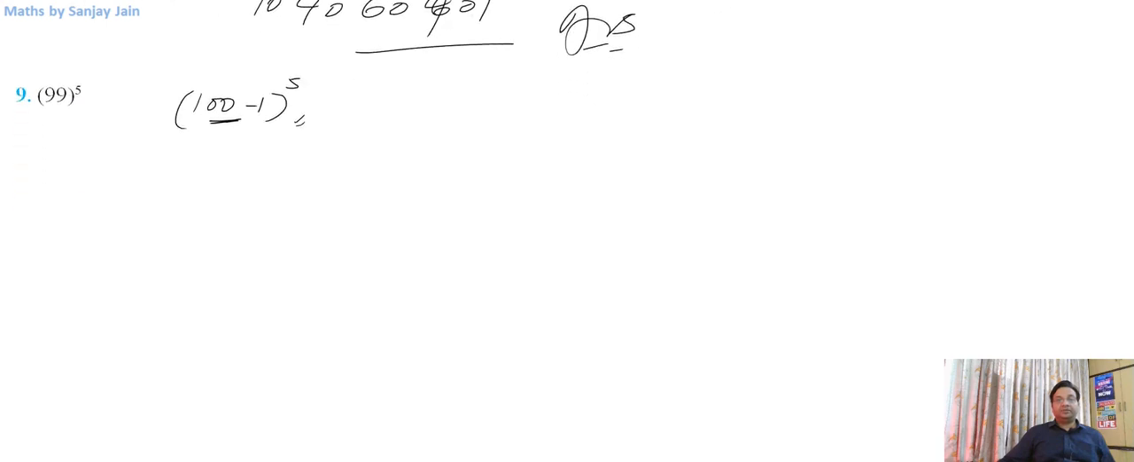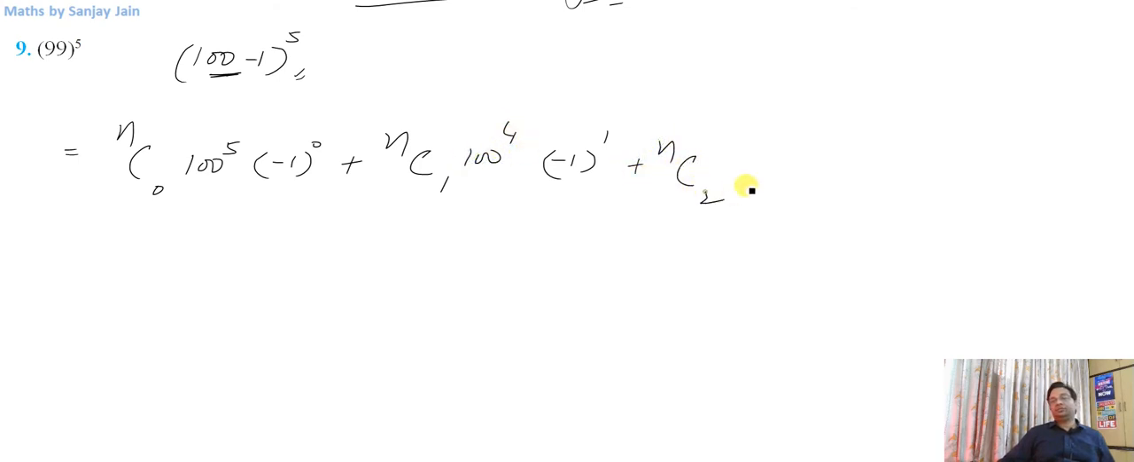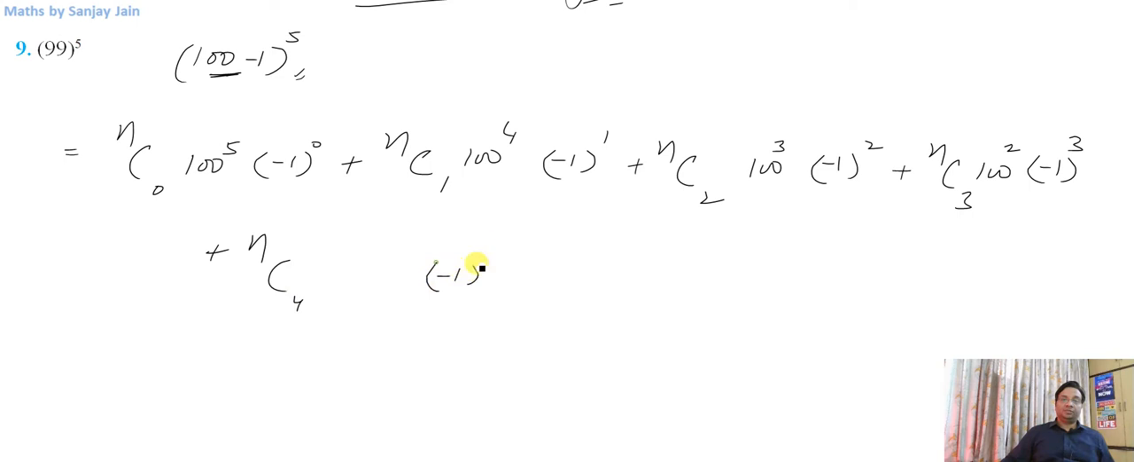100 minus 1 raised to power 5 will be written as 5C0 (minus 1) raised to power 0, 100 raised to power 5, plus 5C1 (minus 1) raised to power 1, 100 raised to power 4, 5C2 (minus 1) raised to power 2, 100 raised to power 3, 5C3 (minus 1) raised to power 3, 100 raised to power 2, and then 5C4 (minus 1) raised to power 4, 100 raised to power 1, 5C5 (minus 1) raised to power 5.